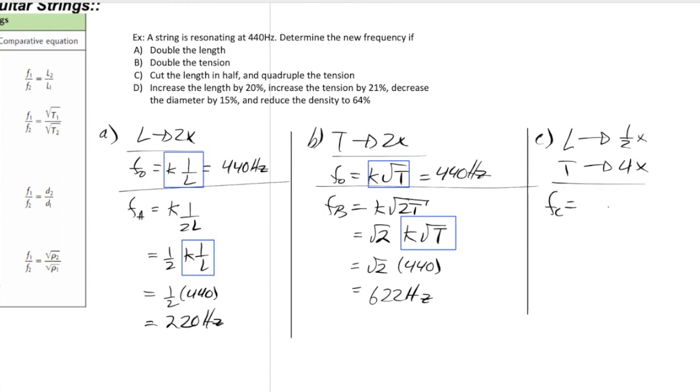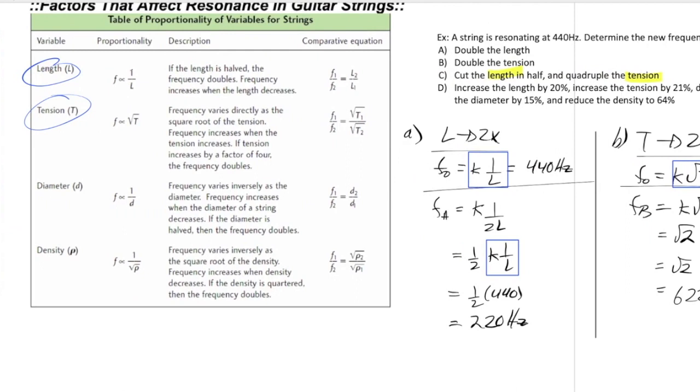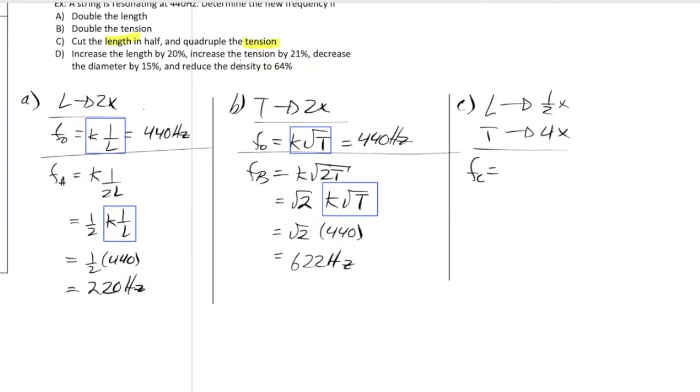Well, now our formula has to include both the length and the tension. So this is one of our combined formulas. When we look, it's reciprocal to 1 over length and the square root of tension. So our new formula is going to look like this: K is equal to the square root of the tension over L, except one small little problem. That should say F naught, and that is originally going to be 440 hertz.